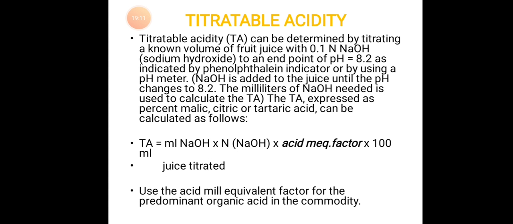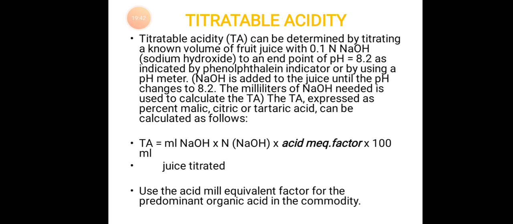Titratable acidity. Titratable acidity can be determined by titrating a known volume of fruit juice with 0.1 normal NaOH, sodium hydroxide, to an end point of pH 8.2 as indicated by phenolphthalein indicator or by using a pH meter. NaOH is added to the juice until the pH changes to 8.2. The milliliters of NaOH needed is used to calculate the titratable acidity.